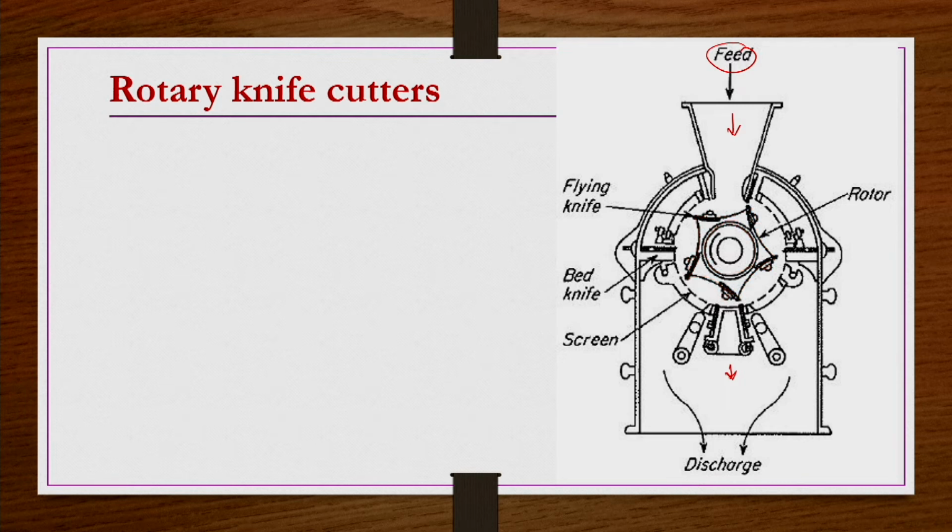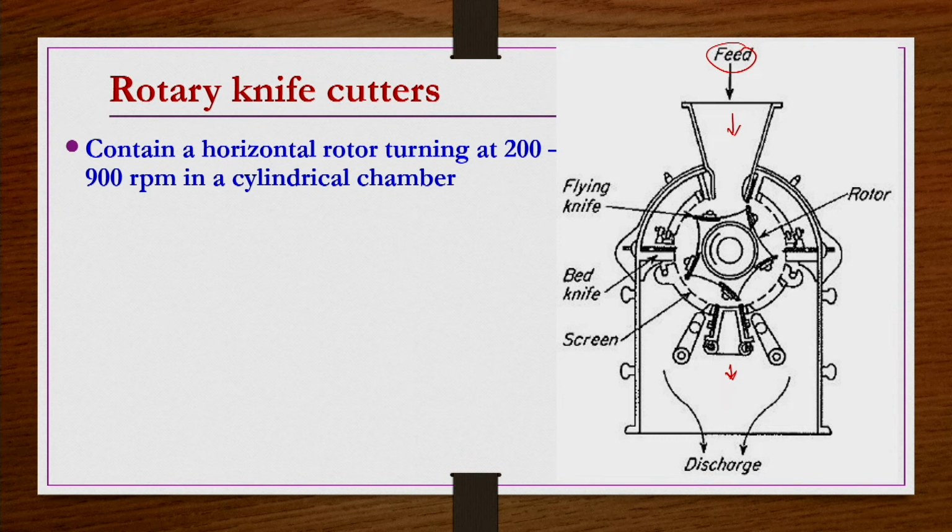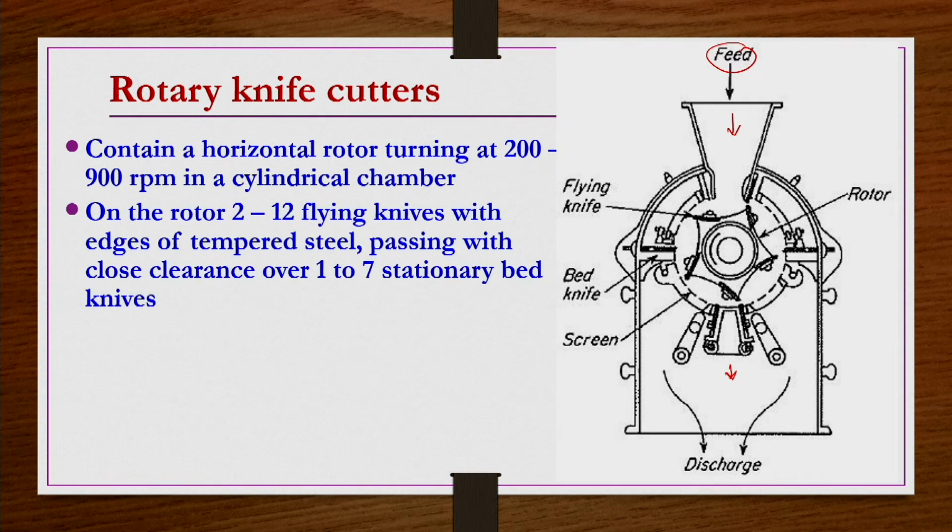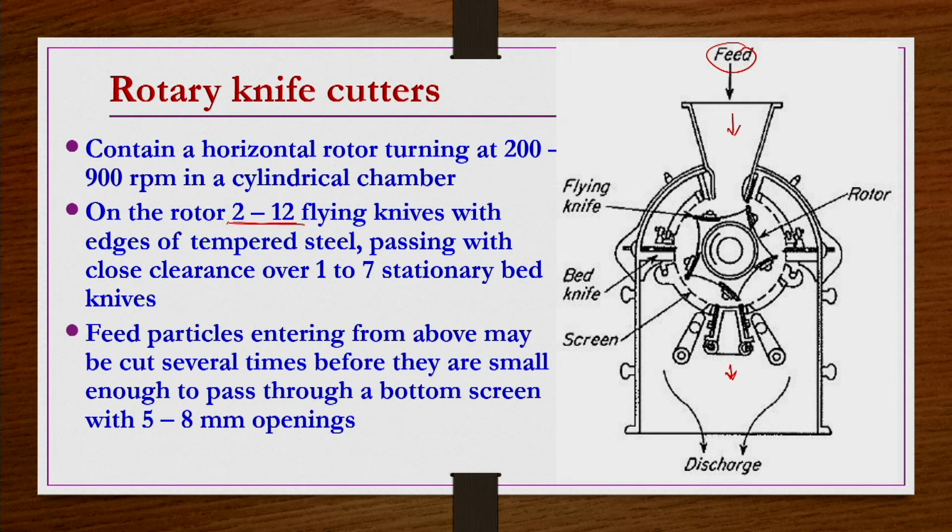Here we have seen it contains a horizontal rotor turning at 200 to 900 rpm in a cylindrical chamber. On this rotor there are 2 to 12 flying knives with tempered steel edges passing with close clearance over 1 to 7 stationary bed knives. Feed particles entering from above may be cut several times before they are small enough to pass through a bottom screen with 5 to 8 mm openings.